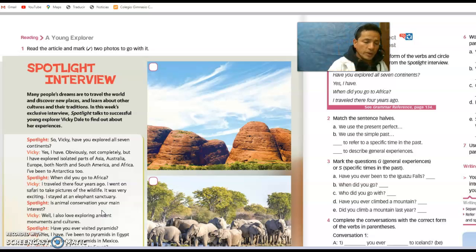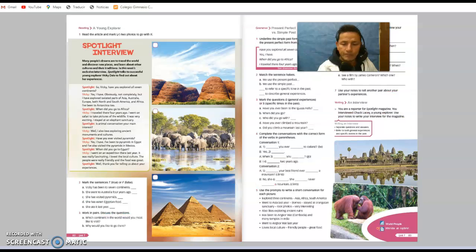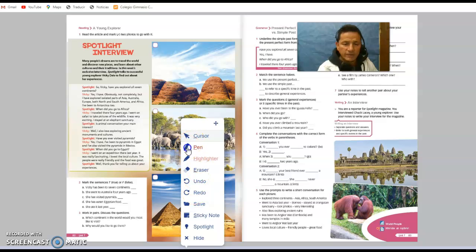Activity two. So activity two, you're going to use the red color, and you are going to underline the verbs in the reading. So you're going to look for verbs. For example, read is a verb, so you underline. For example, here, read is a verb, so you underline. Let's go for more.